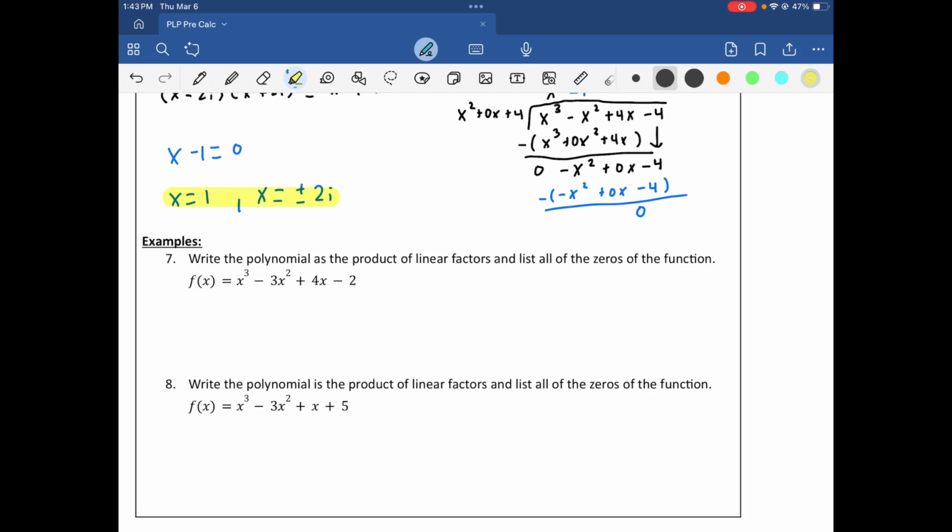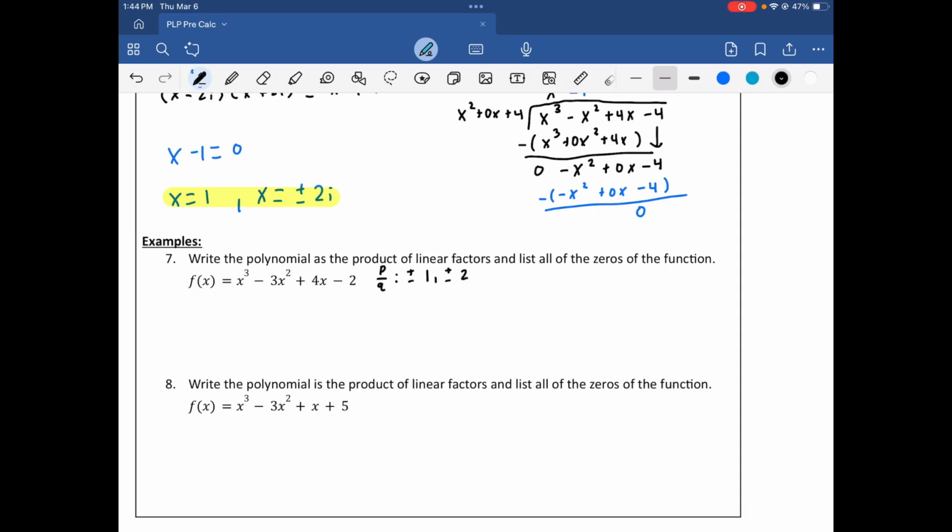Example 7. Write the polynomial as the product of linear factors and list all the zeros of the function. So we've got x cubed minus 3x squared plus 4x minus 2. So this one, we do need to look at our P over Q list. Our Q on this one's one of the nice ones, so our only possibilities are positive and negative 1 and positive and negative 2.